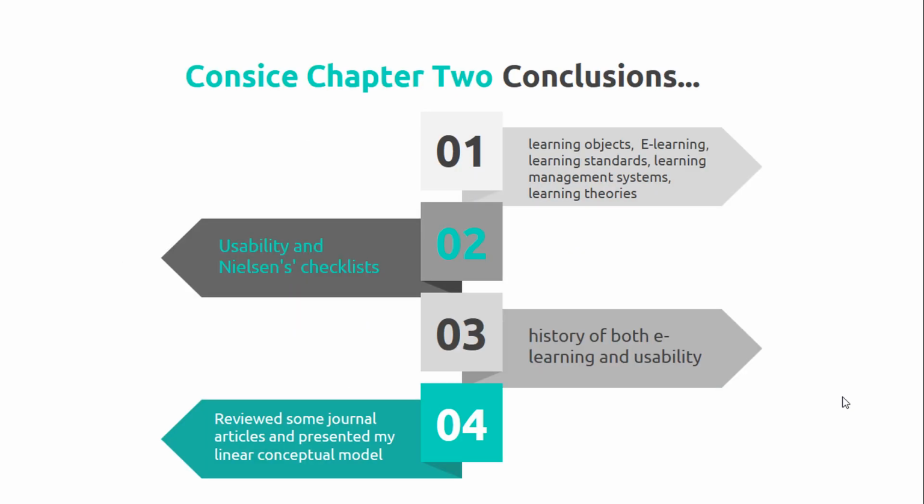So, in this presentation, I briefly discussed my literature review by talking about what e-learning, learning objects, learning standards, learning management systems, learning theories, usability, and Nielsen's checklists are. I took a glance at the history of both e-learning and usability, and reviewed some related research that are already done in this field to get a sense of it. And I also presented my conceptual model at the end of the presentation.